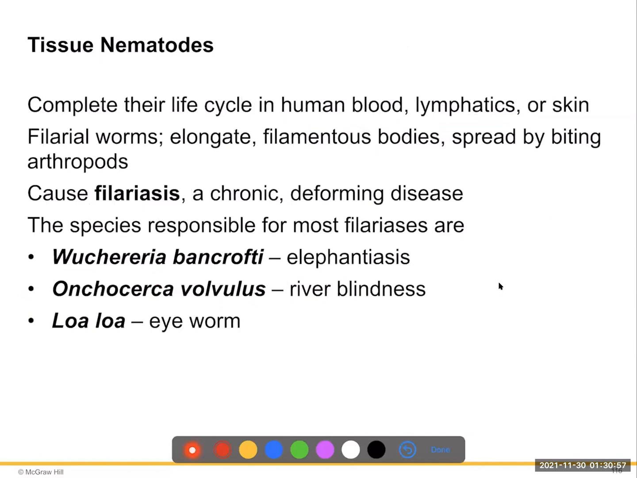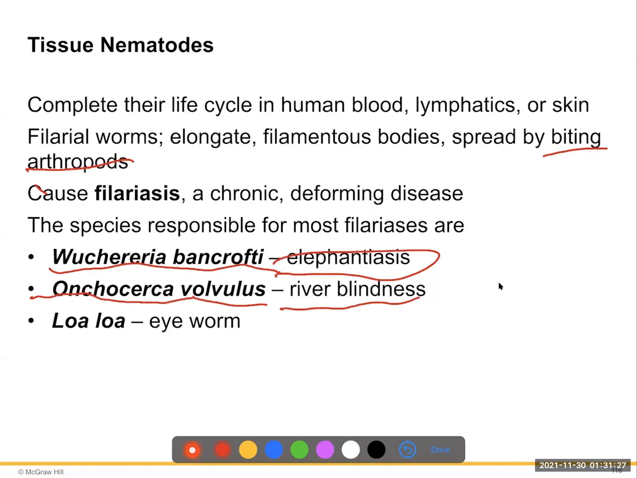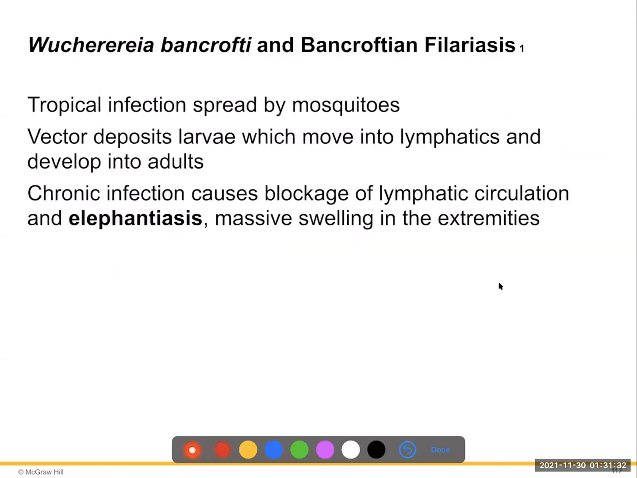The tissue nematodes complete their life cycle in human blood, lymphatics, or skin. Filarial worms have elongated filamentous bodies, spreading by biting arthropods. That's what causes it, like a tick. It causes filariasis, a chronic deforming disease. Two species responsible for most filariasis are Wuchereria bancrofti, which causes elephantiasis, and Onchocerca volvulus, which causes river blindness. And Loa loa is your eye worm. Those are all different things we'll talk about here in just a second.